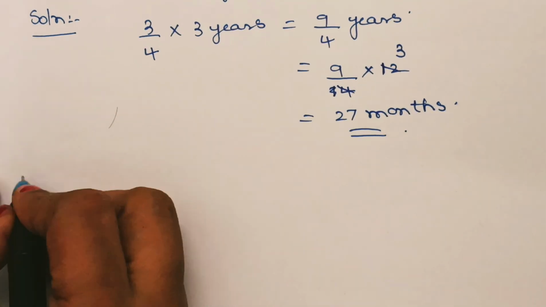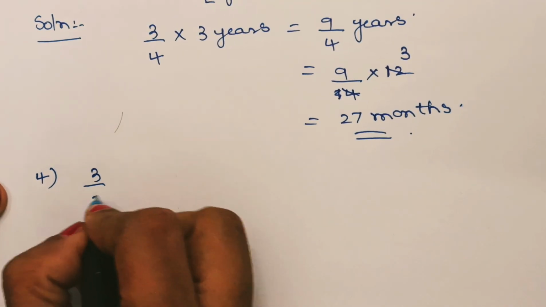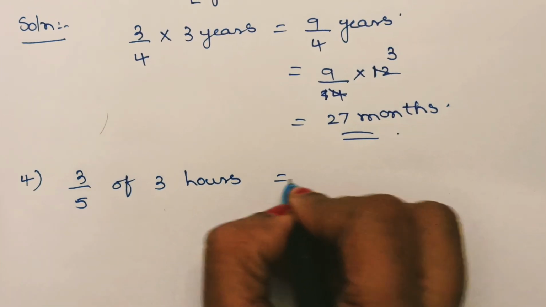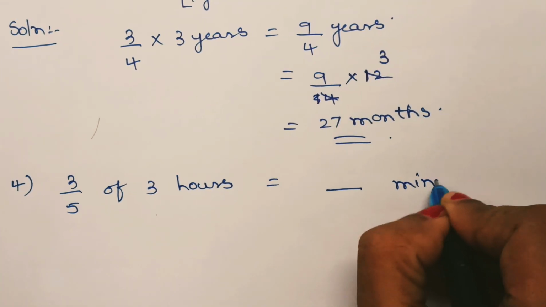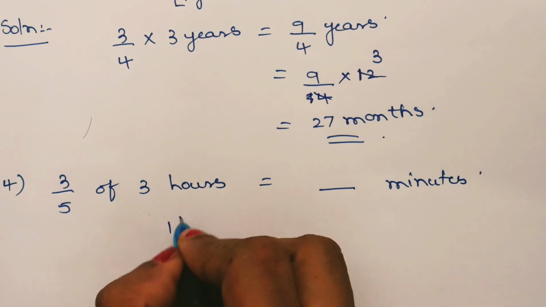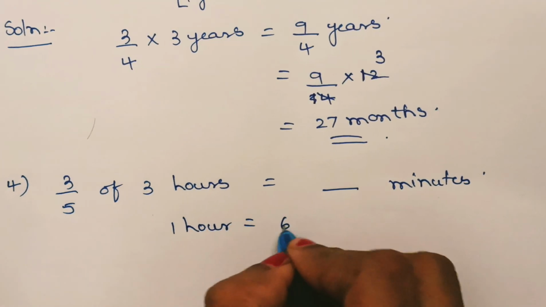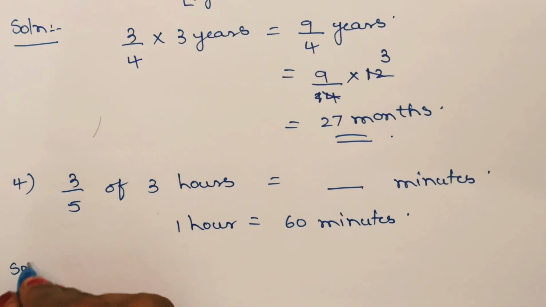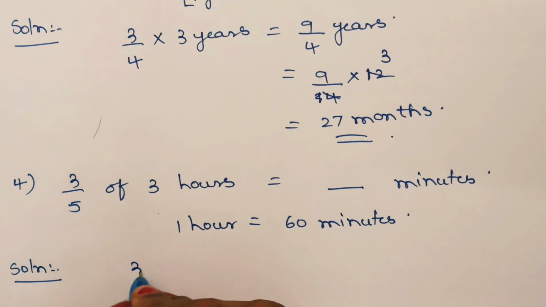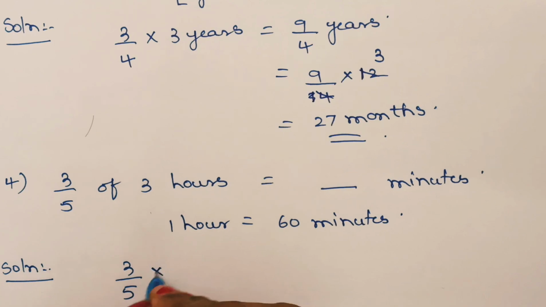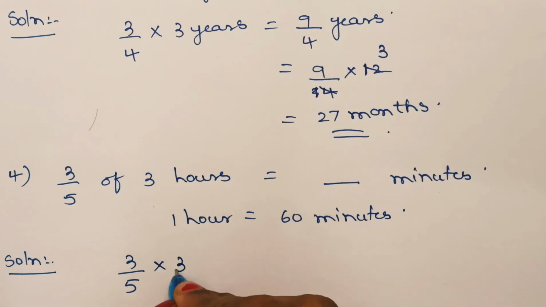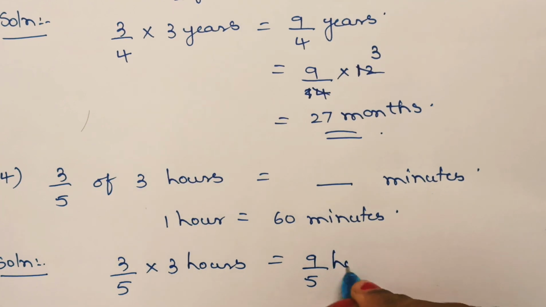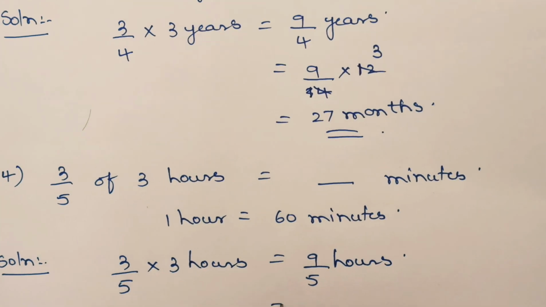Let's switch to fourth question. 3 by 5 of 3 hours equals dash minutes. As we know, 1 hour equals 60 minutes. Solution. 3 by 5 of represents multiplication. 3 hours. So it is nothing but 9 by 5 hours, which has to be converted into what?